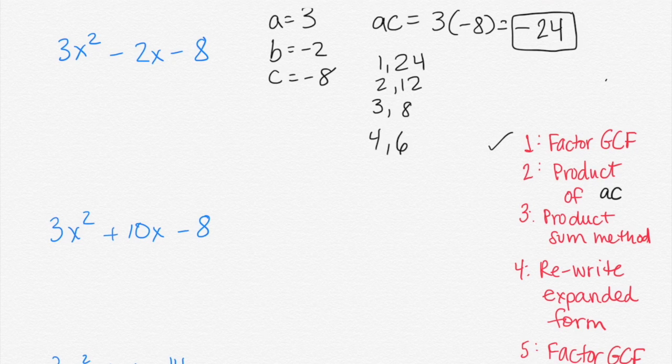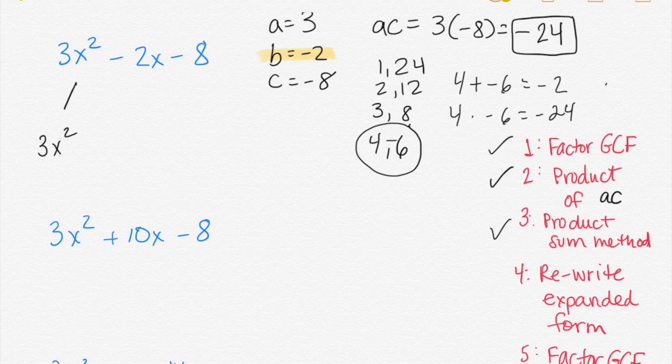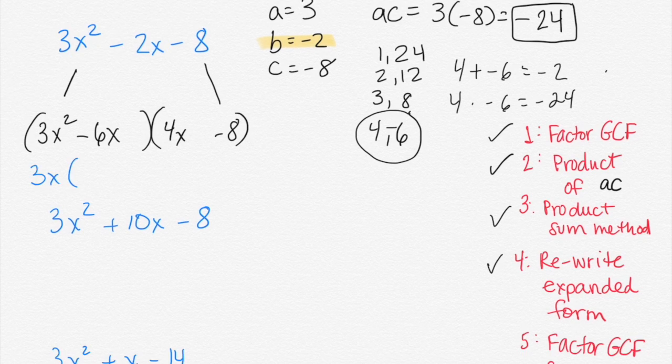Here's me trying to find the factors that will work. I found the product sum method of 4 and -6 works. And then I'm going to rewrite it in expanded form. Then I'm going to factor out the greatest common factor and regroup them.